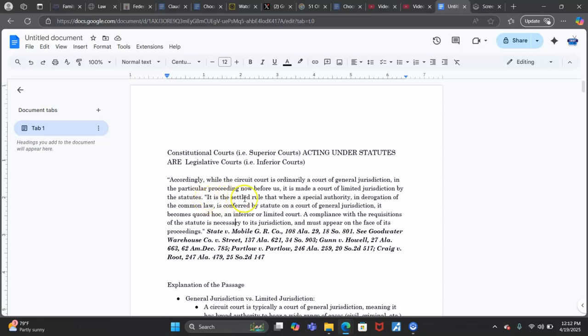It is the settled rule that where a special authority in derogation of the common law is conferred by statute on a court of general jurisdiction, it, meaning the court of general jurisdiction, becomes quoad hoc an inferior or limited court. A compliance with the requisitions of the statute is necessary to its jurisdiction and must appear on the face of its proceedings.